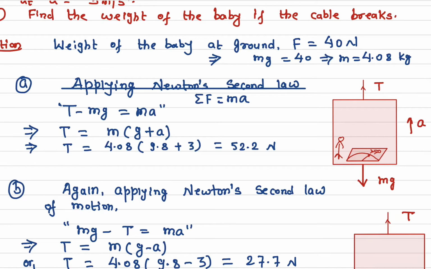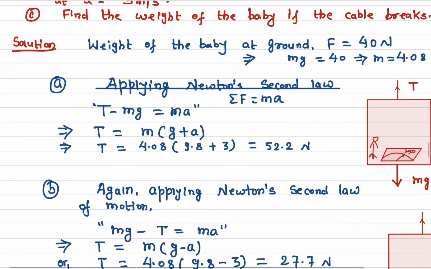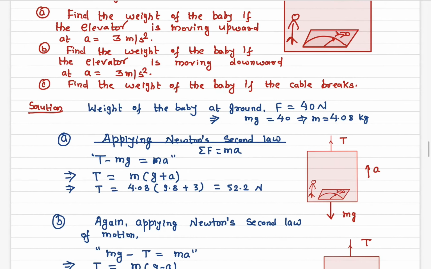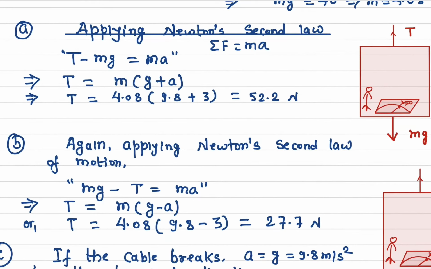So the mass does not change whether you measure in an elevator or on the moon or on Jupiter. The mass does not change. What changes is the weight or the apparent weight. So the mass remains the same, which is 4.08. Acceleration due to gravity is 9.8, and the acceleration of the elevator is given, which is 3 meter per second square. And what he measures is 52.2 Newton. So you would see the different readings here, 52.2 Newton.